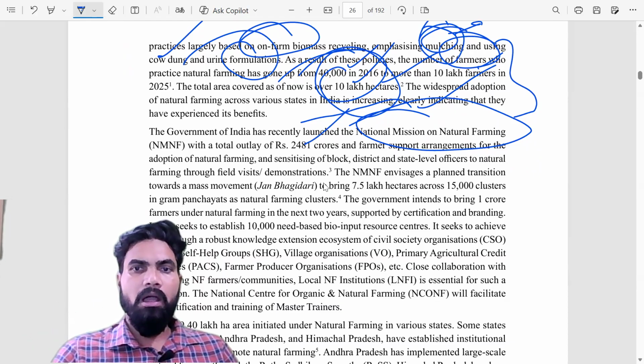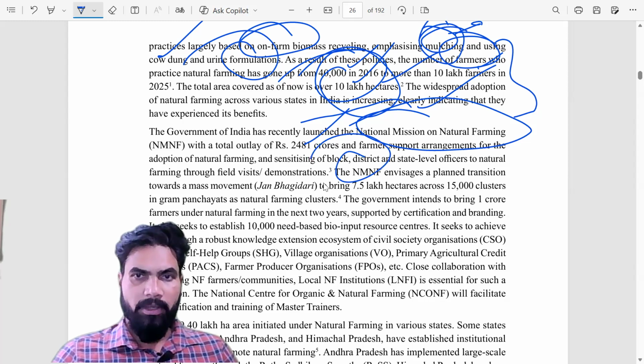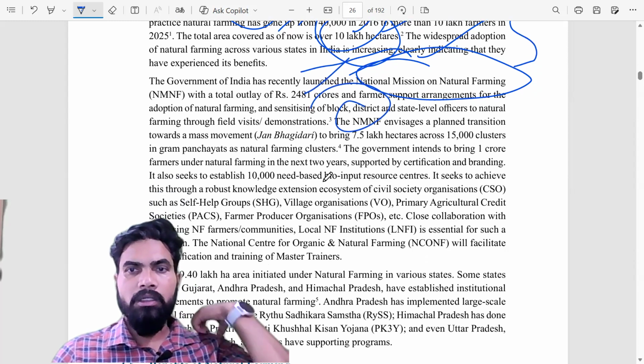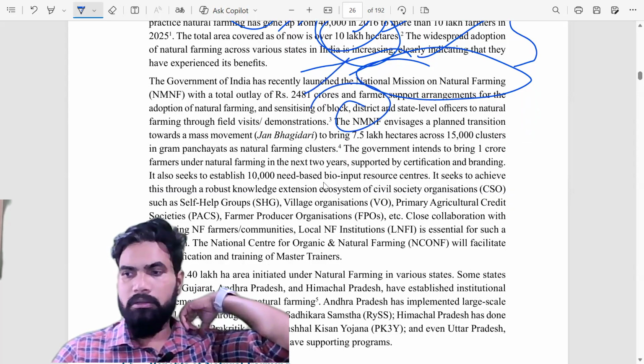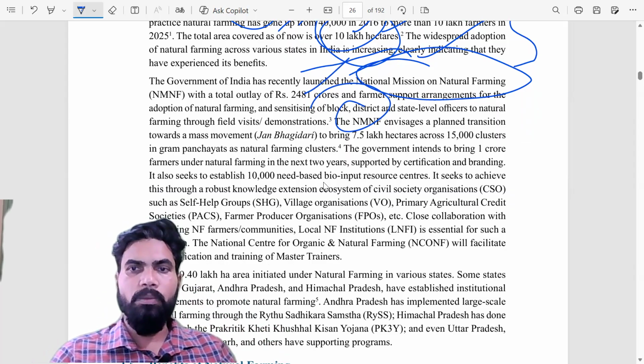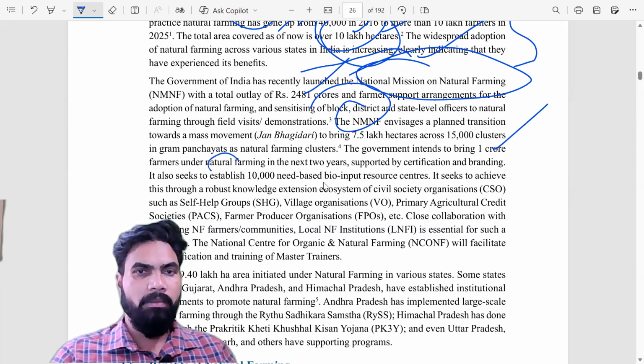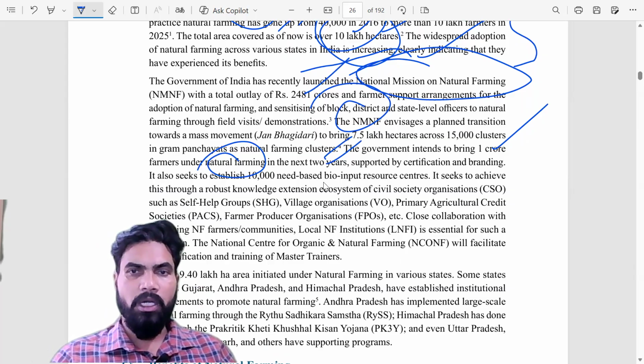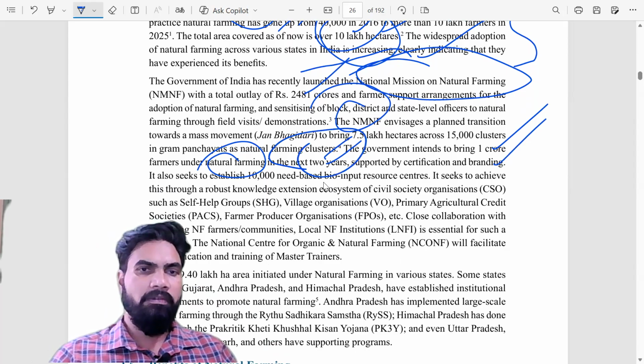Okay, then you remember it. Okay, National Mission on Natural Farming. You see, the government intends to bring 1 crore farmers under natural farming in the coming 2 years, supported by certification and branding. Okay, this is the target set for the government.